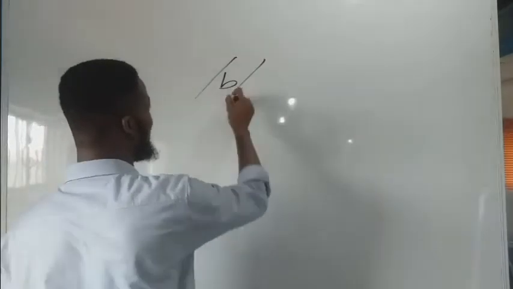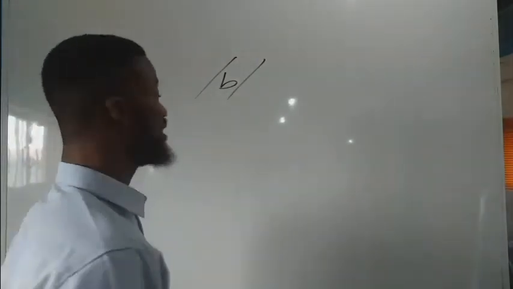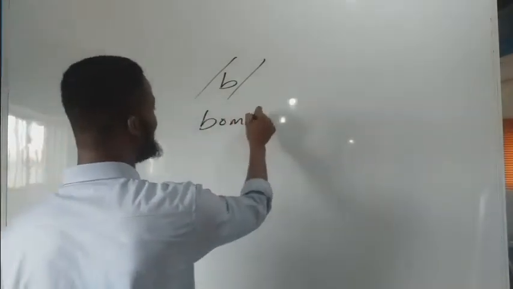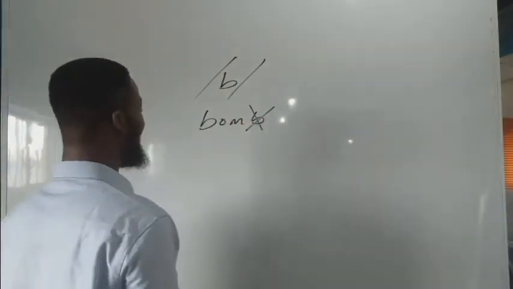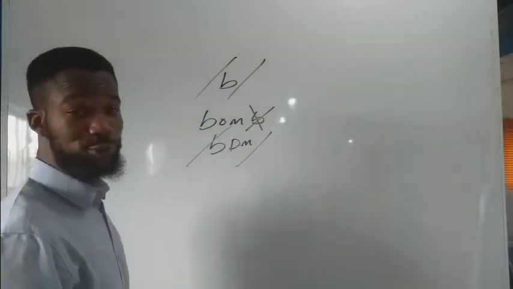In this class, I'll be teaching you certain consonant sounds that are difficult to identify in words. B is one of them. And why is B difficult to identify in words? It is because sometimes it is silent in words. Look at this, B-O-M-B. This B is silent, and this word is pronounced as bomb. Why? There is a rule.